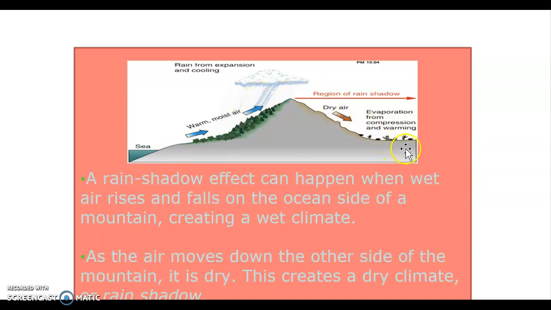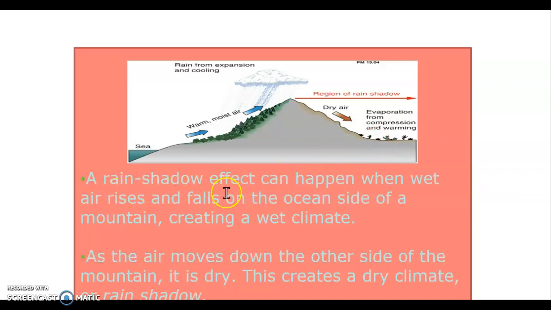But look at the opposite of that, where there's dry air, from compression and warming. You will notice the difference between the plants that live and thrive in here and the plants that live and thrive in this area. With dry air, we can say that maybe this area will be a desert because they have less precipitation, because they don't have a body of water here. If you don't have a body of water, you don't have water that will evaporate, condense, and precipitate. So that is what's going on in here.